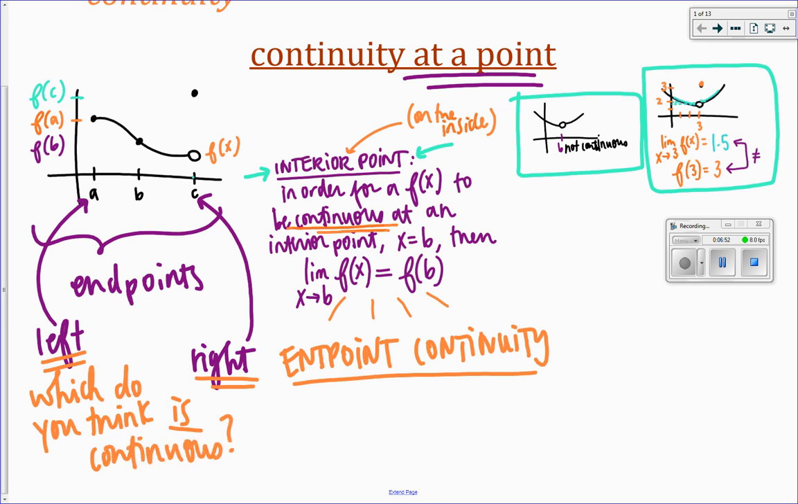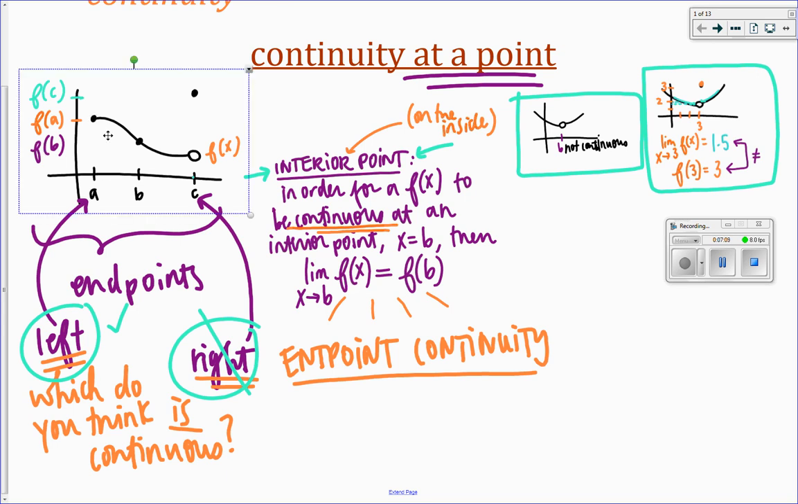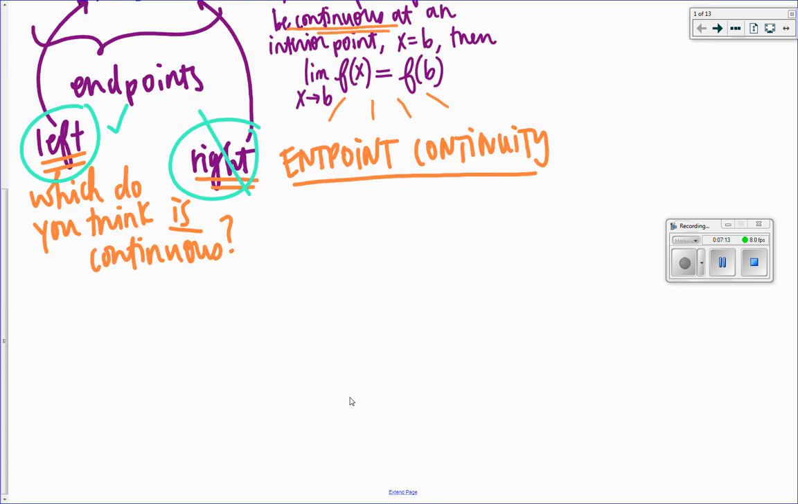Consider for a second. Pause the video if you want. If you said that the left endpoint is continuous, you're correct. If you said that the right endpoint is not continuous, you are correct. Why? Well, the left endpoint, A, actually has a point here. C does not. So now let's talk about what that means in words.